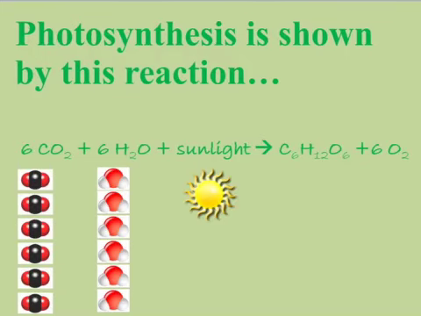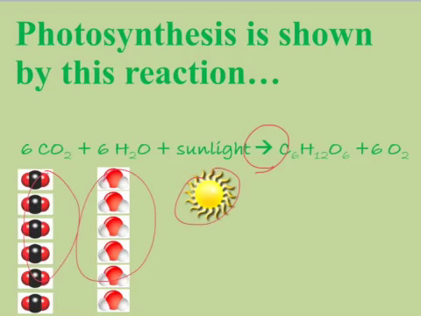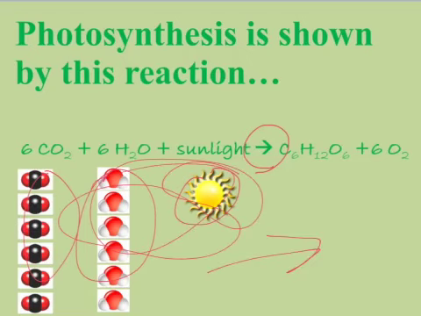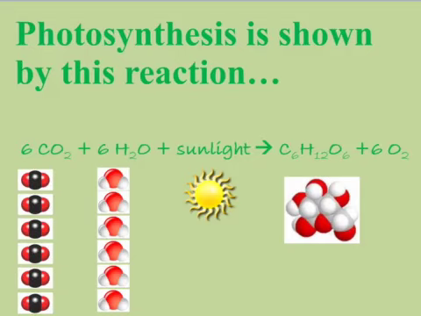And then a reaction is going to take place. And that's what this arrow means. That arrow means that a reaction takes place. So we take our carbon dioxide, we take our water, we take our sunlight, and we mix them all up and we get a reaction. And what's going to come out? We're going to get a glucose molecule.